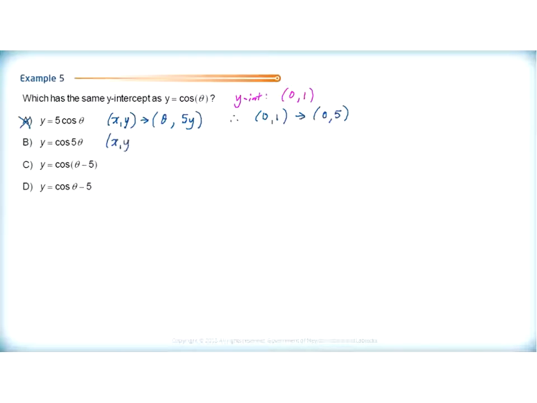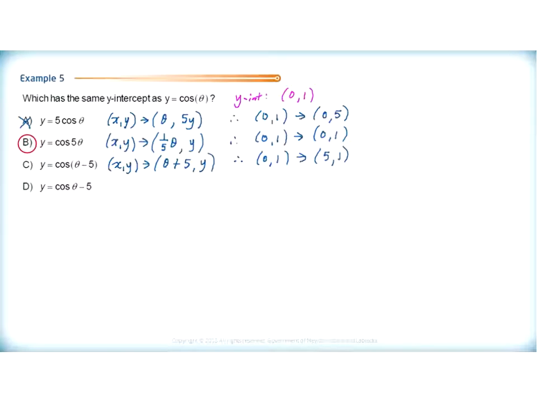In the next example, theta, y would get mapped onto, here we have to take 1/5 of theta and keep y the same. So that means that the point 0, 1 will get mapped onto the point 0, 1. So it appears that B is the correct multiple choice item. If we look at part C, we take theta and add 5 and keep y the same. So the point 0, 1 will get mapped onto 0 plus 5, which is 5, and 1. C is not the correct answer.